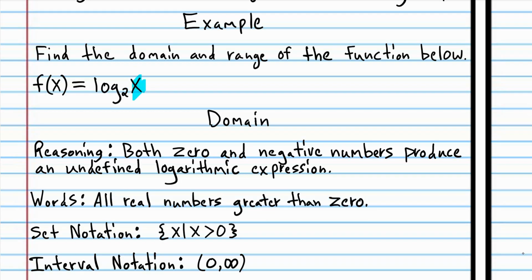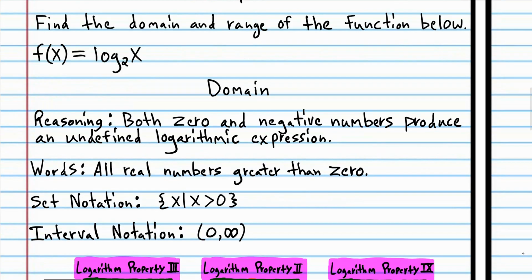If you plug in a negative number here for x, then the function is undefined. If you plug in 0, the function is undefined. So the machine, the function, is not able to produce an output. It cannot process 0 or negative numbers. So 0 and negative numbers are not part of the domain. But all positive numbers, all numbers greater than 0, they are part of the domain. So it's very easy to find the domain given what we know about logarithmic functions. We learned this in the previous class. And here's set notation and interval notation for the domain.